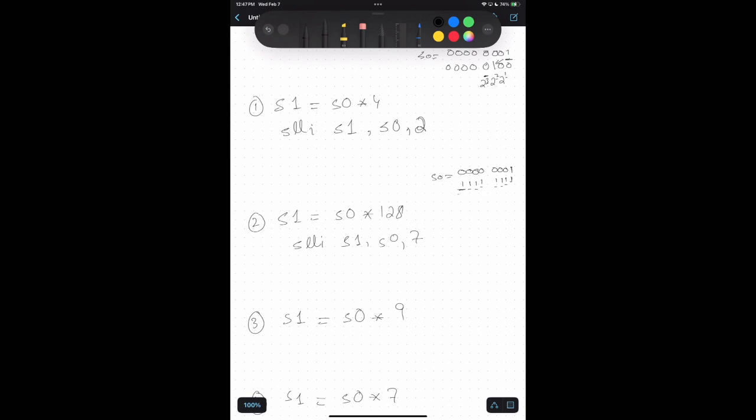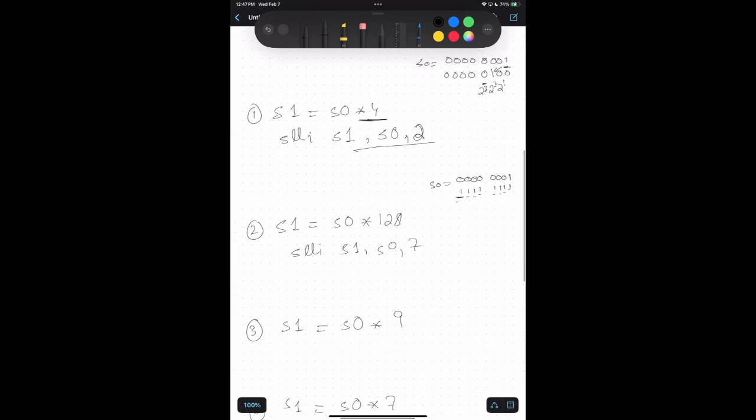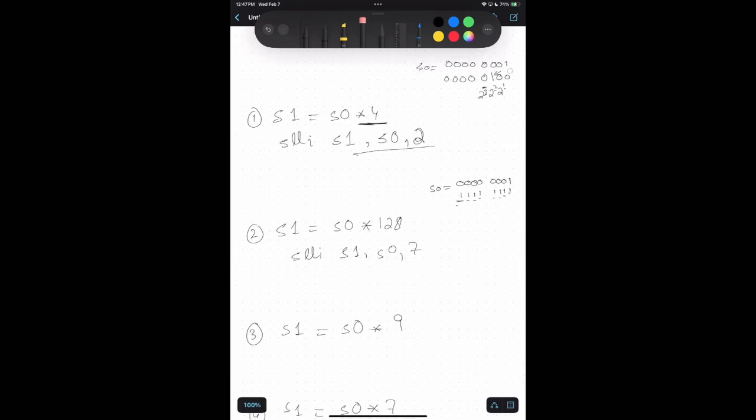Why shift twice for the first one? Why is it not 3, you say? Because the original question was to multiply a value by 4. We assume that the value of S0 is 1.